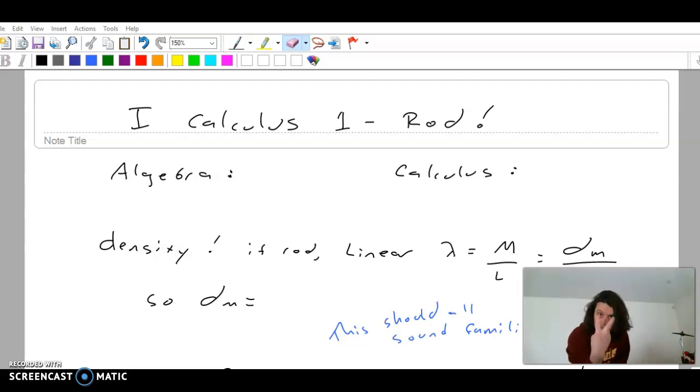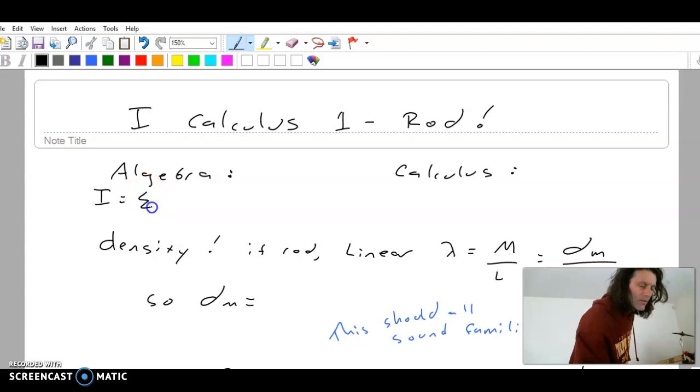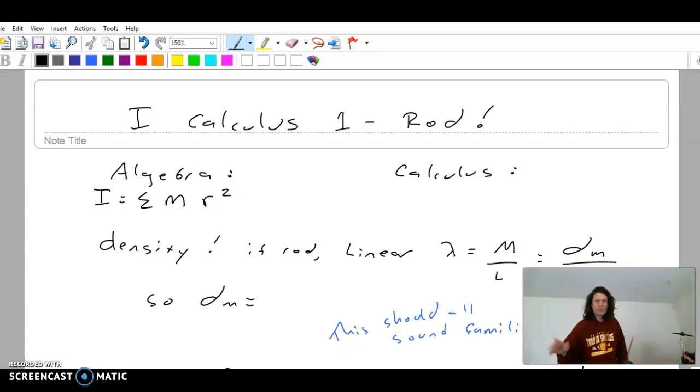Alright, we're going to keep talking about our I's here, okay? Remember your algebra class, when we talked about I, to calculate an I, remember the I is simply the sum of all of the MR squareds, okay? That's how your algebra teacher taught it.